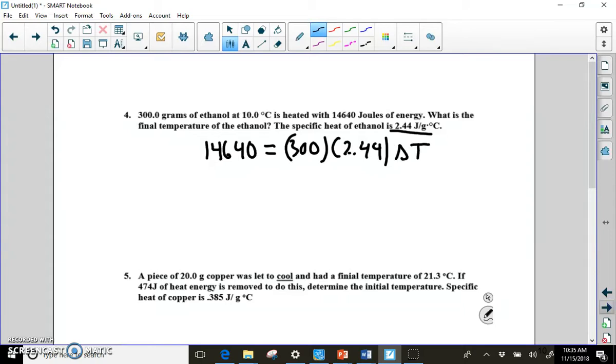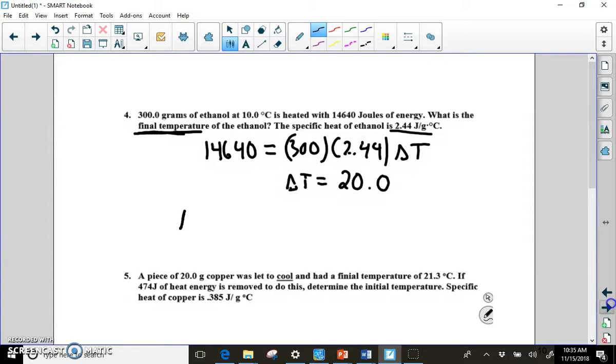Now if you do this algebra, and I suggest you make sure you do this algebra, remember you're going to multiply these things, and then you'll get a number next to change in T and divide. You're going to get change in T is a nice number in this case, 20. And we need 3 sig figs, so 20.0. Now, what do we do? We have the change in temperature, but the question doesn't want the change in temperature. It wants the final temperature.